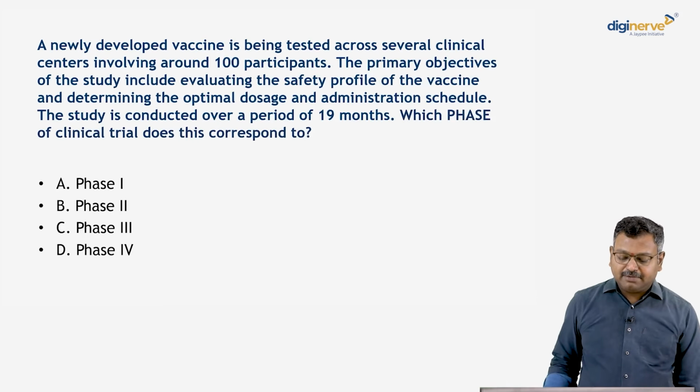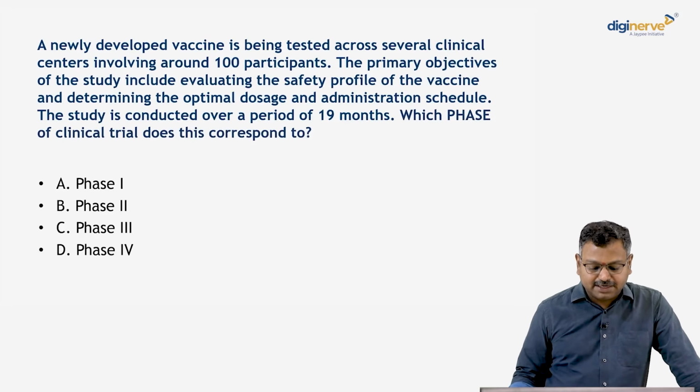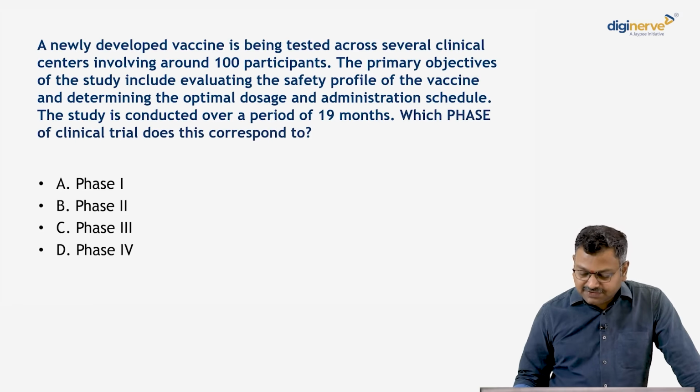A newly developed vaccine is tested across several clinical centers involving around 100 participants. The primary objective is to look for the safety and determining the optimal dose. This is conducted over 19 months. Which phase of trial?